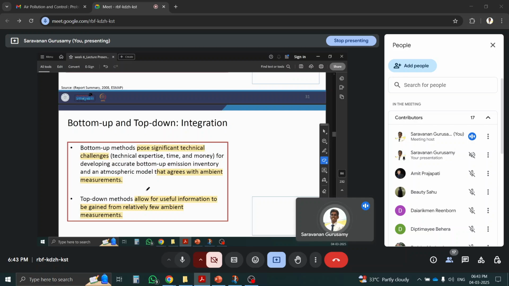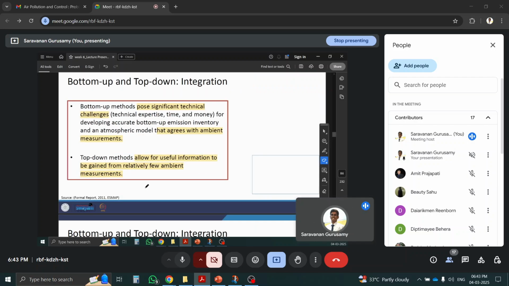It poses significant technical challenges, because there may be some baseline concentration that we also need to know. Not all of the 100 microgram per meter cube is from the source, so there may already be an existing level. So the baseline is required, and it will be subtracted from the 100, and that will be your actual value. So there are some technical challenges, but the top-down approach allows useful information to be gained from relatively few ambient measurements.